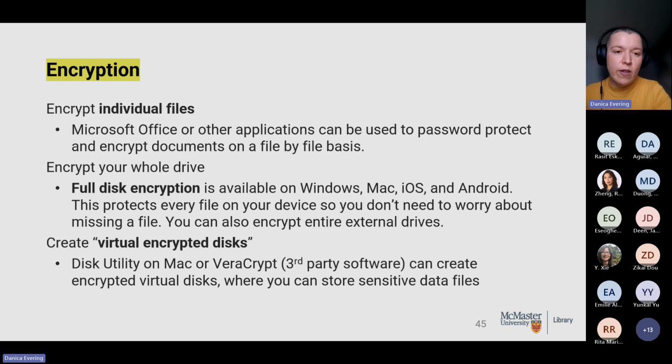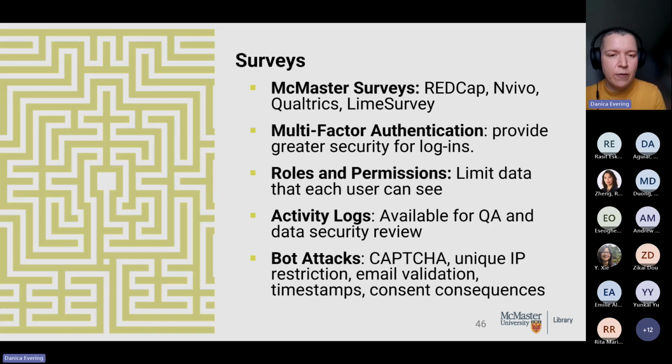You could encrypt your whole hard drive. This is available on Windows. This would protect every file on your device, so you don't need to worry about accidentally missing a file. Or you can create a virtual encrypted disk. So there are ways of adjusting this so that you can store sensitive files securely. And MacDrive actually has an option for a virtual encrypted disk as well. So it is good. This is definitely useful if you're working with medium risk data. If you're working with high risk data, it's best practice not to connect it to the internet at all.